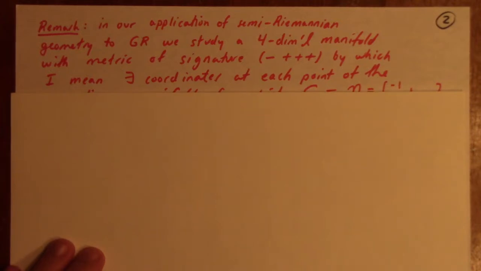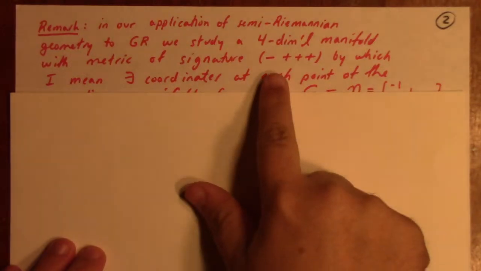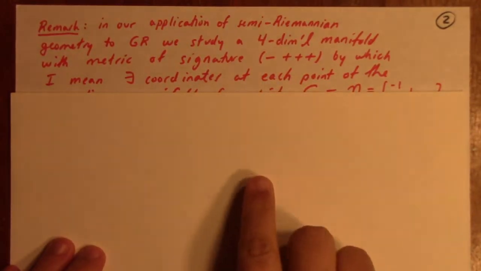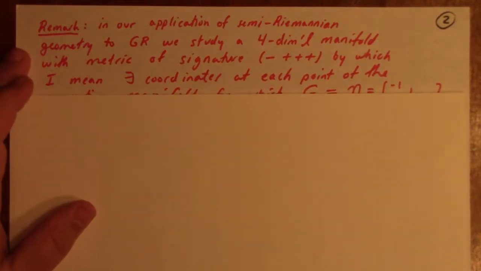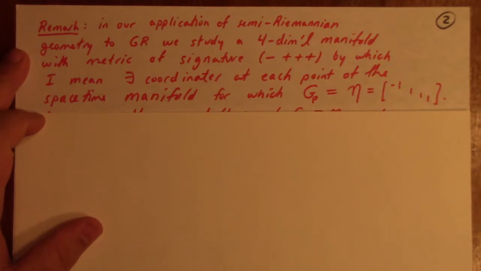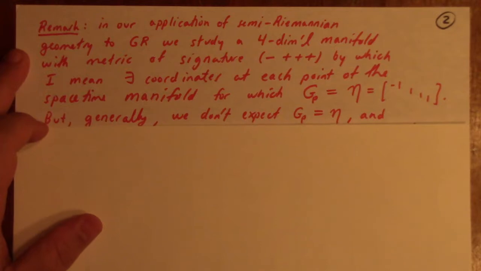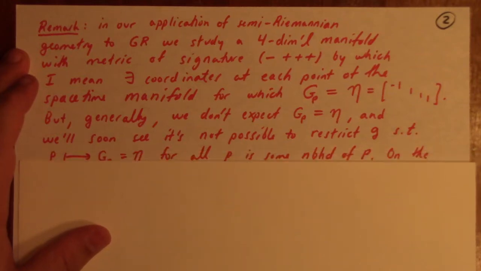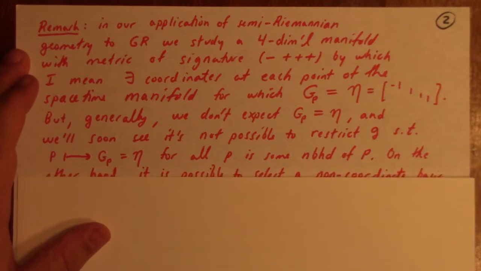In our application of semi-Riemannian geometry to general relativity, we study a four-dimensional manifold with the signature of, let's say, minus plus plus plus, which is to say s equals 1, n equals 4. And by that I mean that there exist coordinates at each point of the spacetime manifold for which you can form the matrix of the metric to actually be eta, right? But generally we don't expect that the matrix of the metric is eta, and we'll soon see it's not possible to restrict g such that the matrix of the metric is eta for all p in some neighborhood of p.